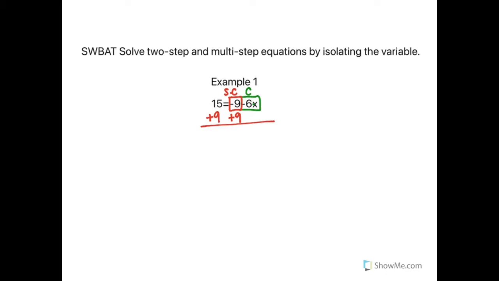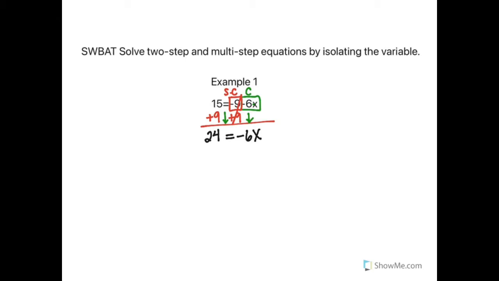And when we do that, we can see all the things that we have left over. 15 plus 9 is going to give me a positive 24. I'm going to bring down my equal sign. And then this negative 9 plus 9 is going to cancel each other out. I'm going to bring down the negative 6x that I have right here, because we can't forget to bring down our sign along with our coefficient. So now we have 24 is equal to negative 6x.